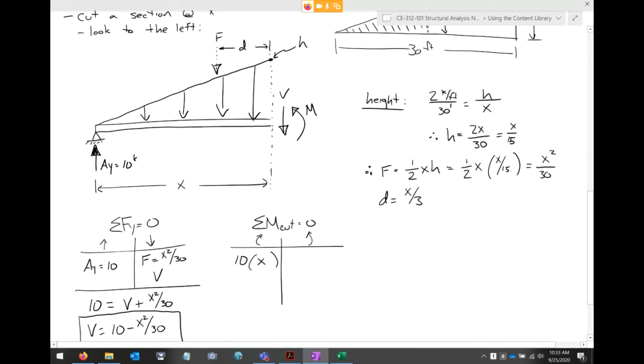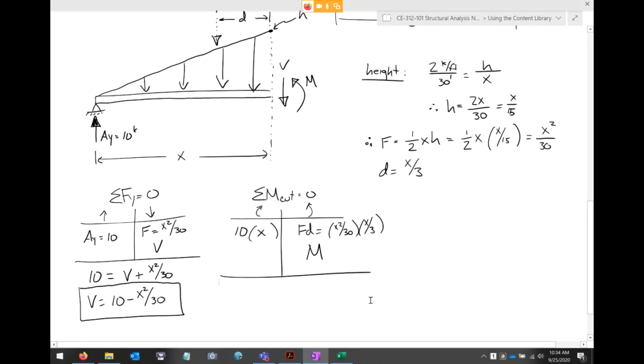And then I have F times D going this way, which is x squared over 30 times x over 3, and then I have my moment, right? Because I don't count the shear because I'm summing moments at the cut. So I have 10x equals m plus, and what is that? I've got x squared over 30 times x over 3, so x cubed over 90.